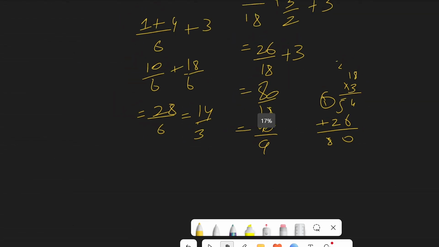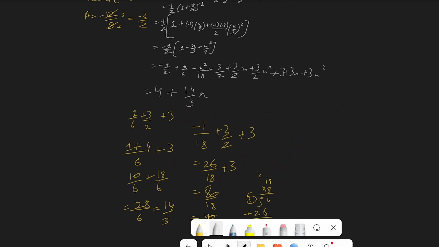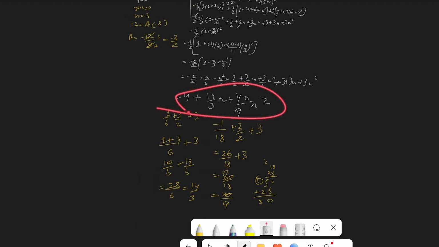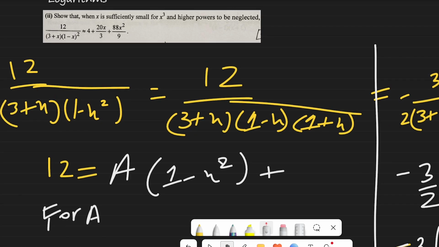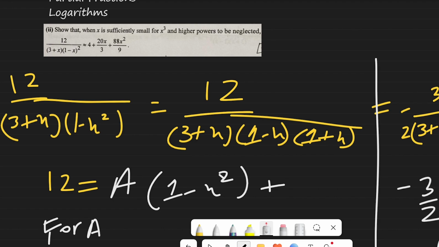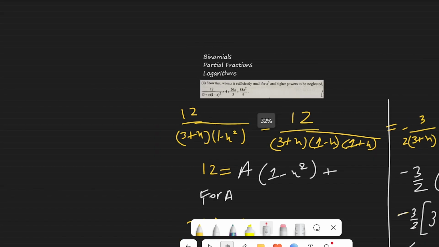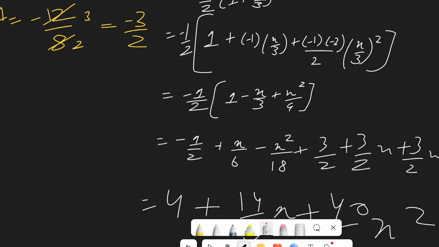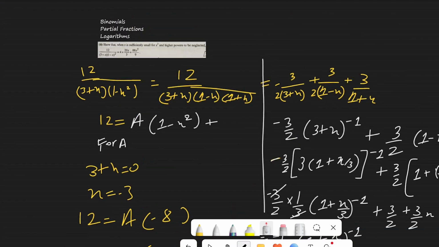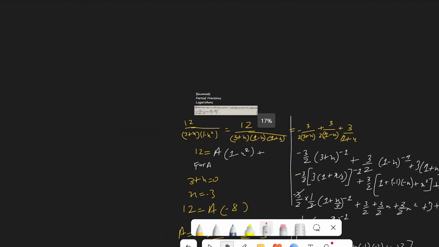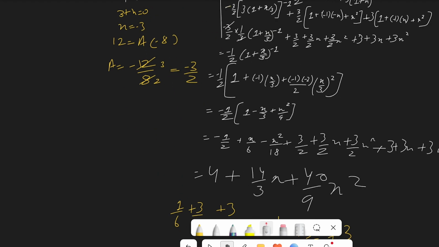Okay, so what do we end up getting? 40 over 9 x square. This is our expanded answer. Let's just compare it. Okay, and if it is right, it should be 20 over 3 and 88 over 9. Okay, the denominators are right, the numerators are messed up. The 4 is correct though. So I must have made a mistake in the adding over here.